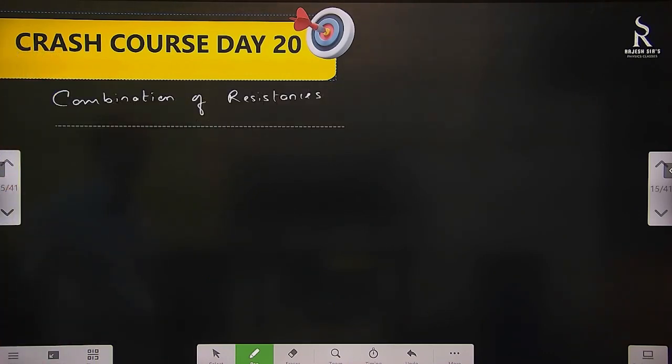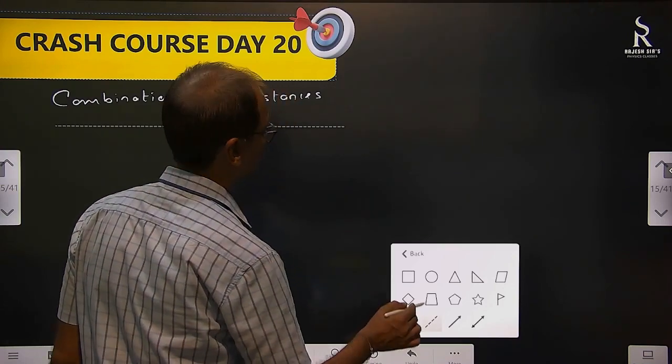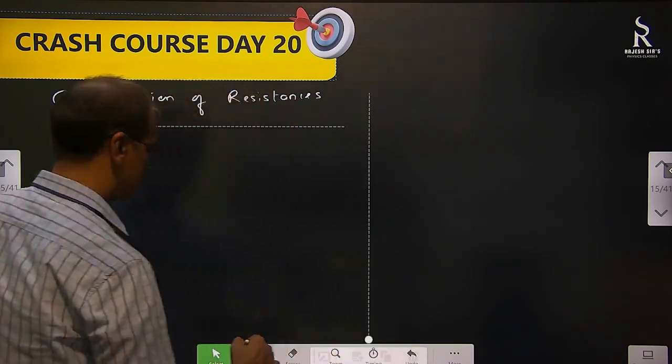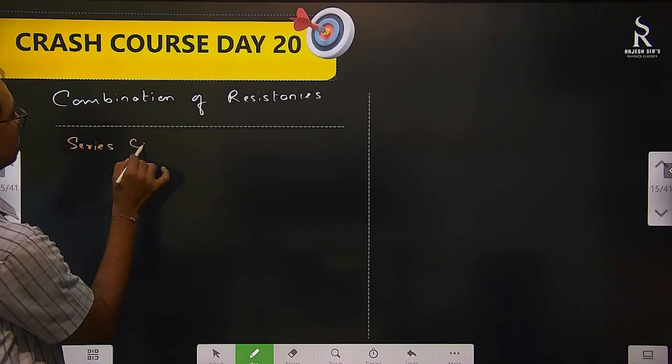Now, combination of resistances. Combination of resistances means series and parallel, right? So, series connection.